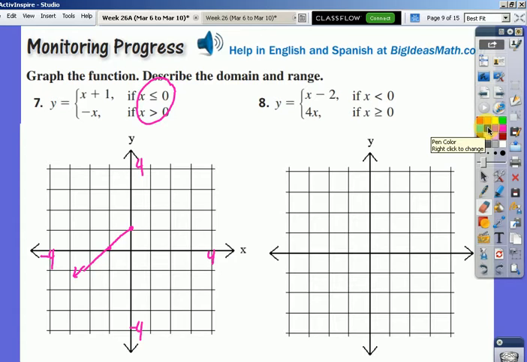We have to graph negative x. What's our starting point for negative x? Not -1. 0. Remember, y equals mx plus b, people. Y equals mx plus b. B is your starting point. What is my b? 0. So I start at 0. Let me do a different color.